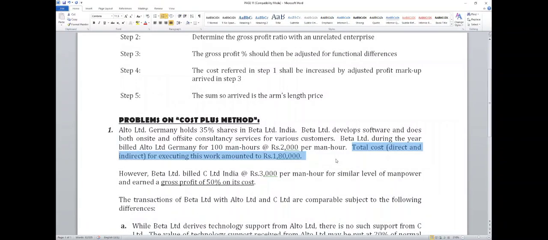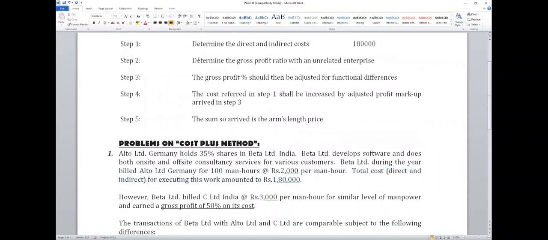Step 1. Total cost, direct and indirect expenses, 1,80,000. Second, determine the gross profit ratio with an unrelated C Limited; we are billing 50% of cost. Then the gross profit percentage should be adjusted for the functional differences. Yes sir, they give us technology support, they give large volumes of business, we are giving quantity discount.